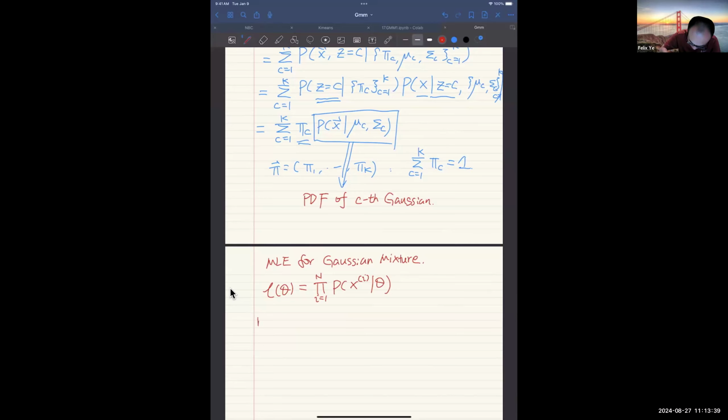So if we want to maximize the L theta, it's actually equivalent. We don't work with the likelihood directly, I'm actually going to minimize the negative log likelihood. Okay, so that will be equivalent.